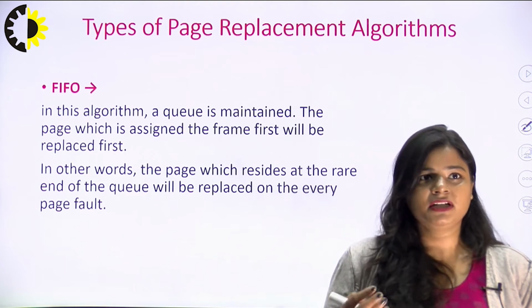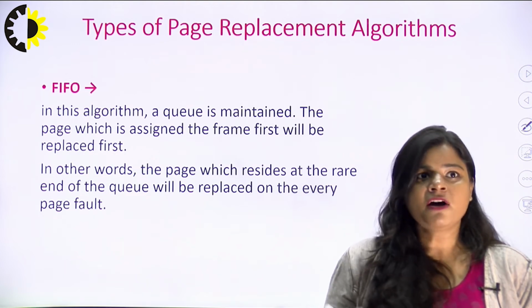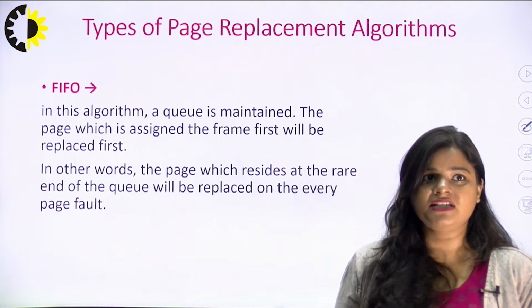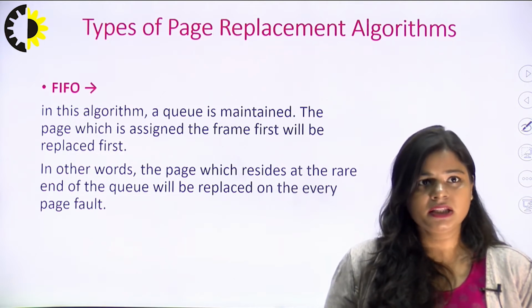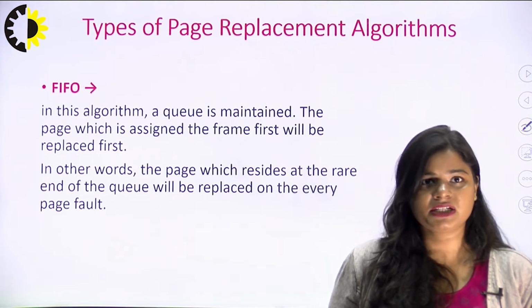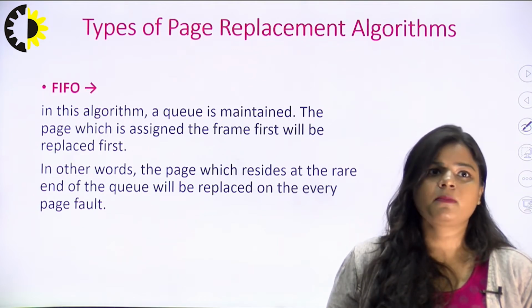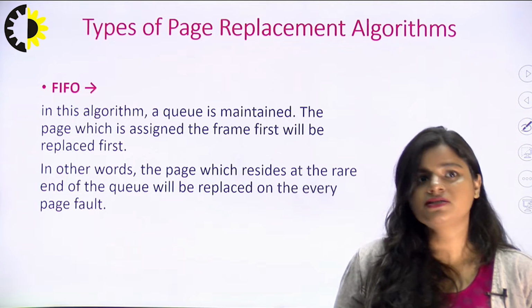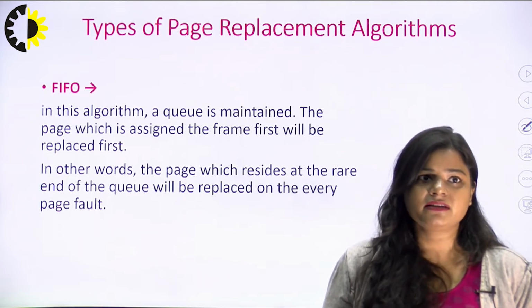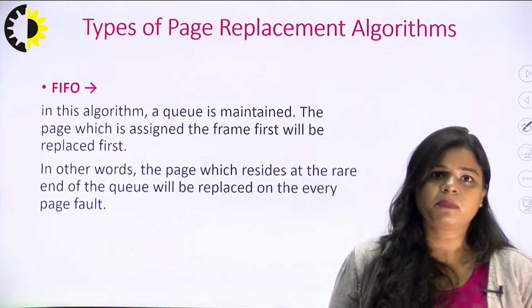We have three types of page replacement algorithm. First is FIFO. FIFO means first in, first out. In this algorithm, a queue is maintained. The page which is assigned to the frame first will be replaced first. In other words, the page which resides at the rear end of the queue will be replaced on every page fault.